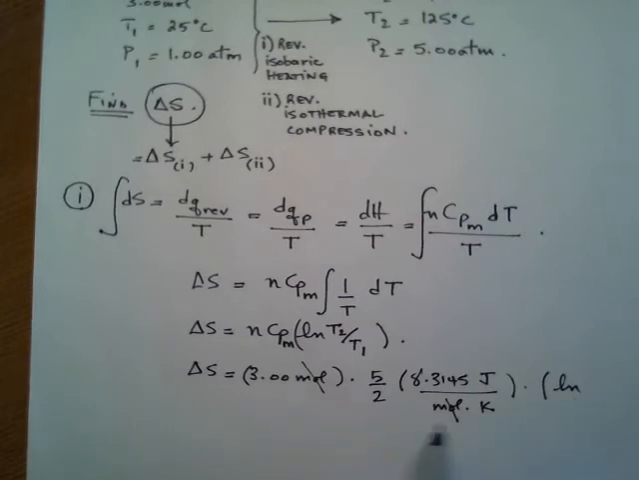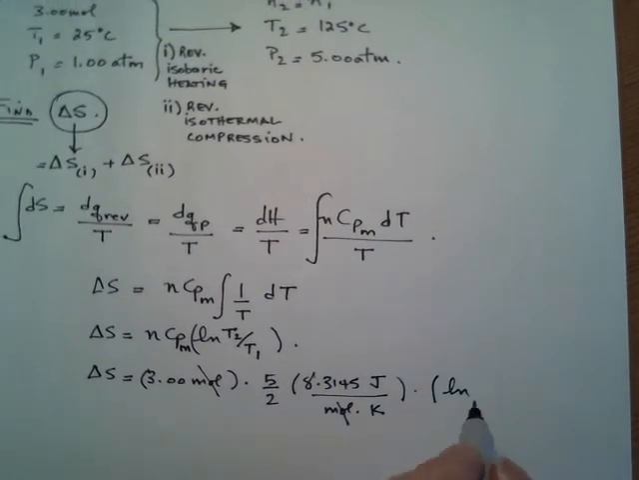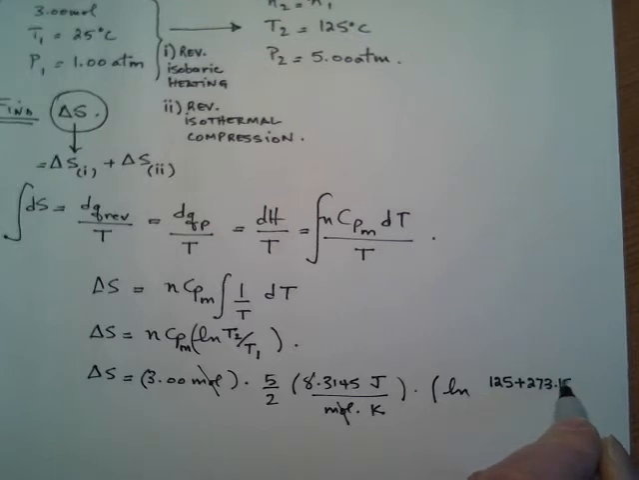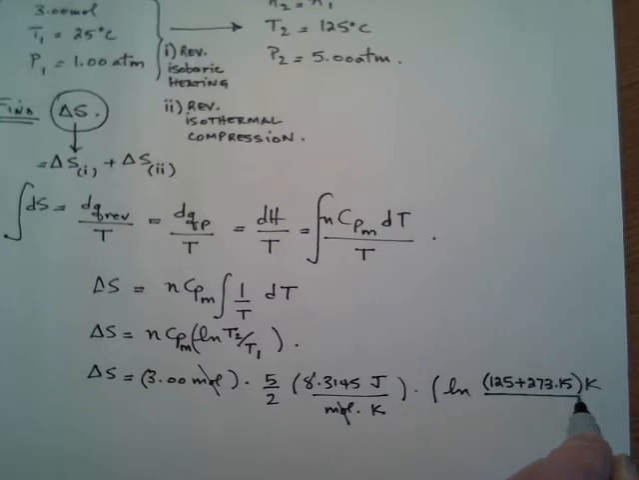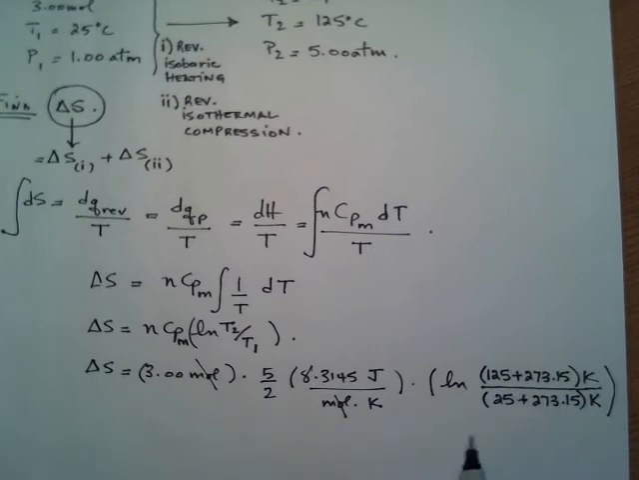Now, just to push the point home here, because this is instructional tutorial, I am going to put T2 as 125 plus 273.15 Kelvin, T final, over T initial, 25 plus 273.15. You don't have to do it like this, of course not. I'm doing it like this. I think you can appreciate why. Because as a video, I'm just reminding everybody they need to convert those temperatures to Kelvin.